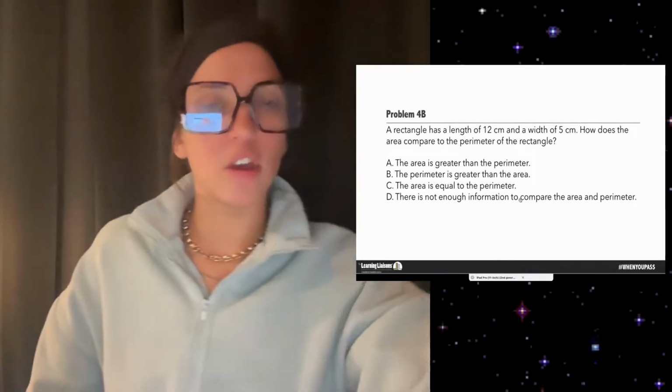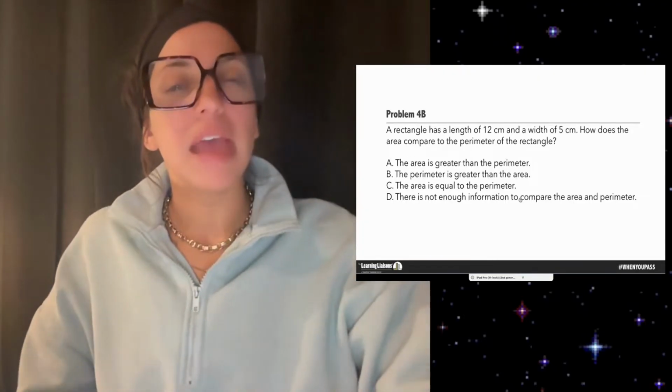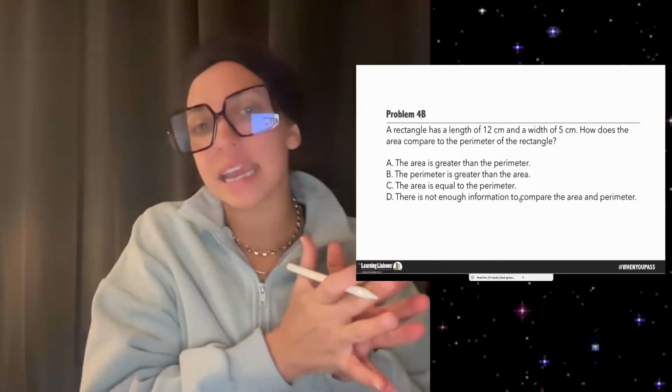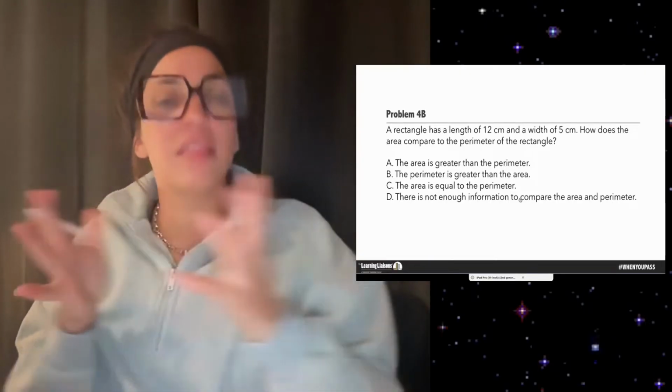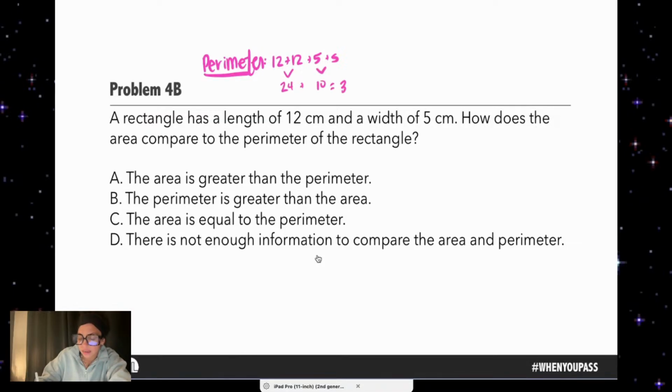So having read those answer choices, it helps inform me how I'm best going to solve this problem. The best thing for us to do is to find the area and find the perimeter and then kind of figure it out. So I am going to find my perimeter, which is 12 plus 12 plus 5 plus 5. 12 plus 12 is 24. 5 plus 5 is 10. 24 plus 10 is 34.